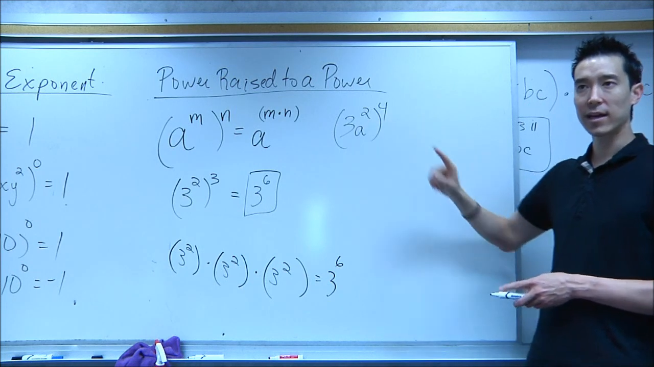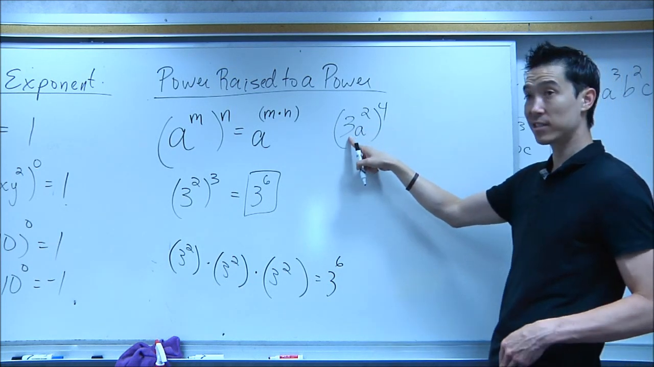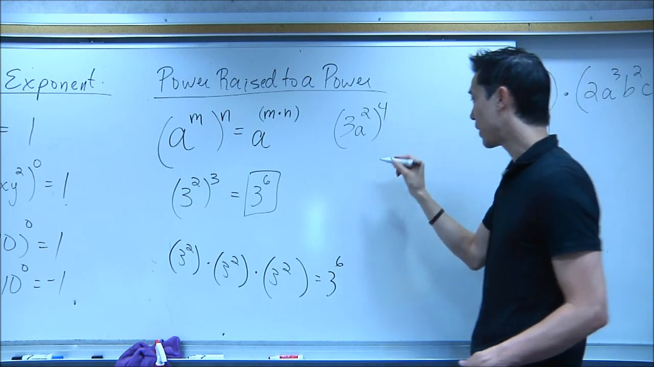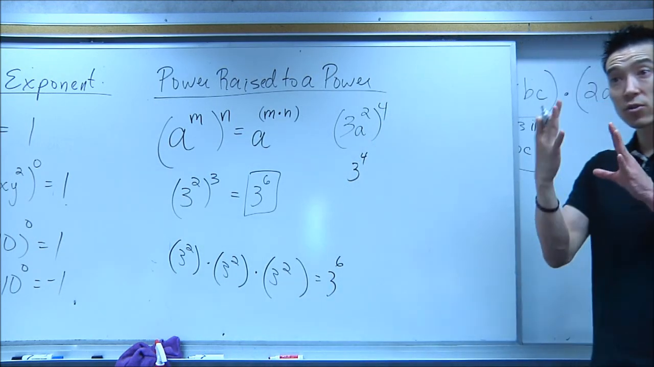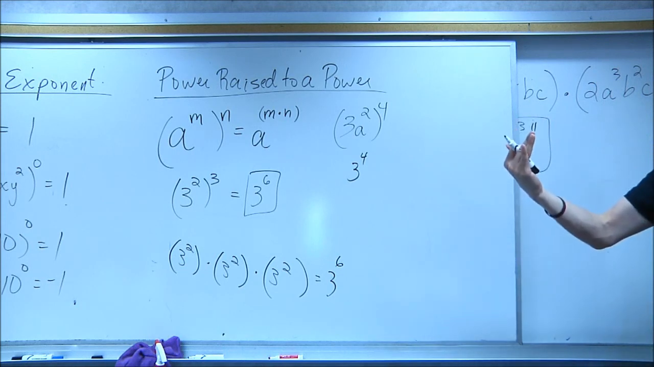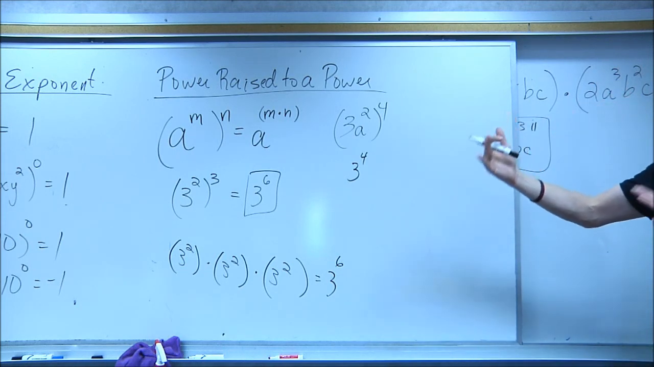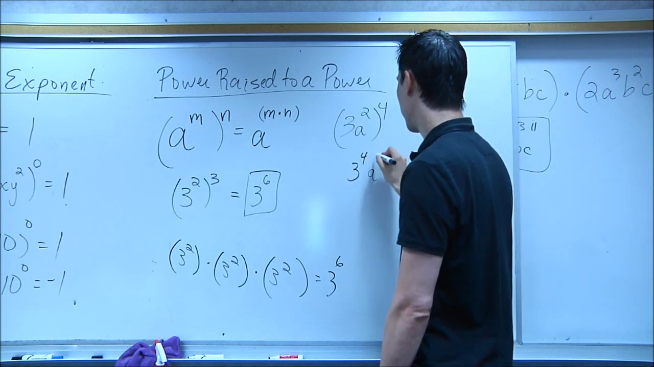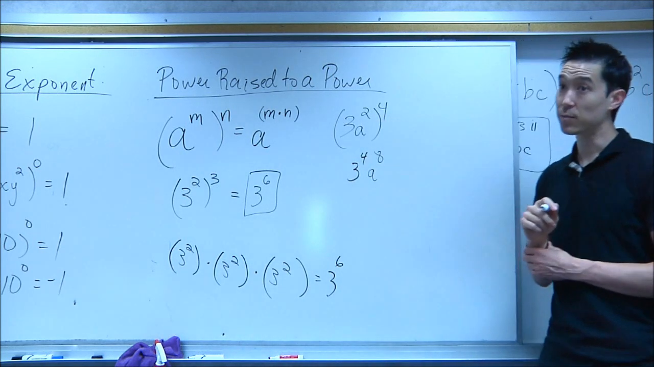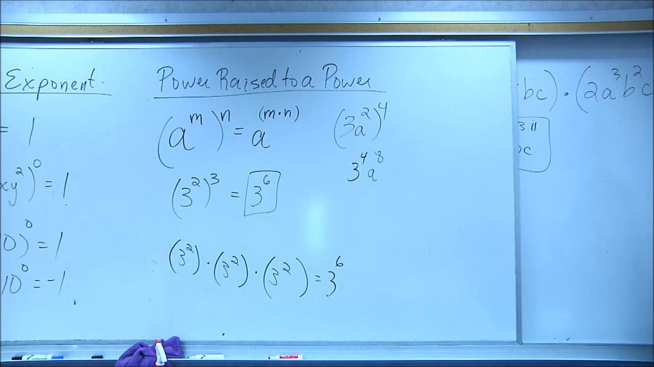The way I handle this is I take my coefficient separately. 3 to the 4th power is just 3 to the 4th power. And then a squared raised to the 4th power, again, that's power raised to a power, so that's where I multiply the exponents, a to the 8th. So my answer for this problem is 3 to the 4th, a to the 8th.